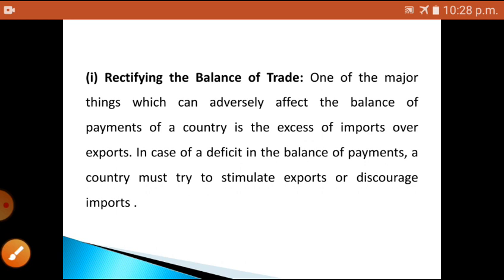Hope you understood rectifying the balance of trade. The government should encourage exports by giving concessions and subsidies to industries or exporters, and should restrict imports by imposing import duties, adopting quotas, reducing people's disposable incomes, or reducing government expenditures. So this was the first point, rectifying the balance of trade.